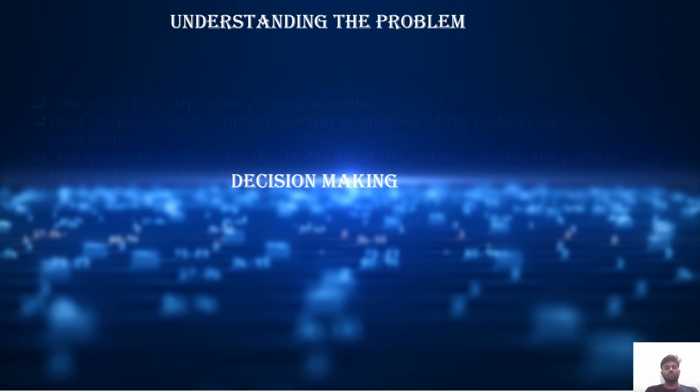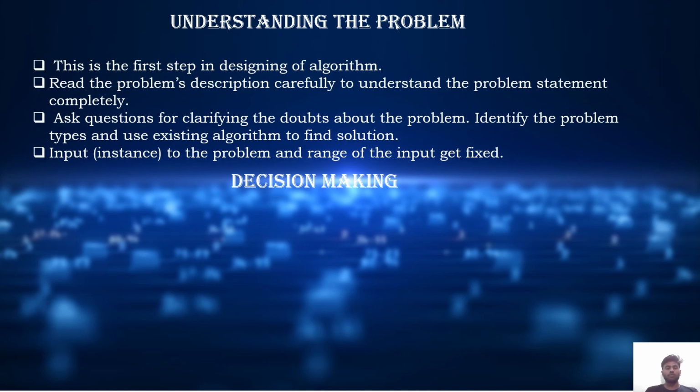Understanding the problem. This is the first step in designing an algorithm. Read the problem description carefully to understand the problem statement completely. Ask questions to clarify doubts about the problem. Identify the problem type and the approach for executing the algorithm to find the solution. The input to the problem and the range of the input get fixed for decision making.